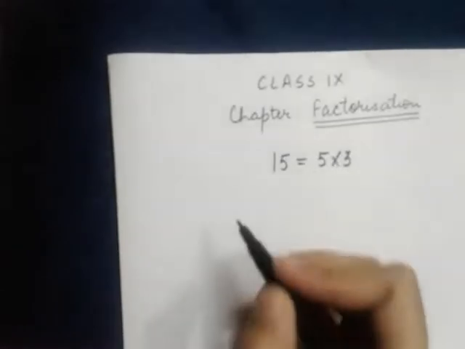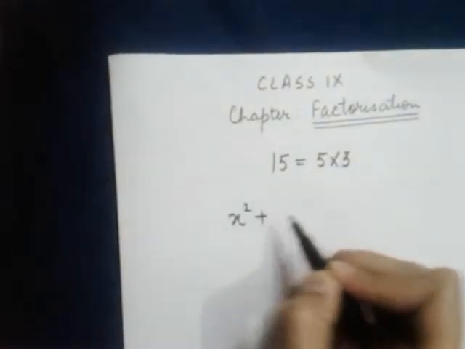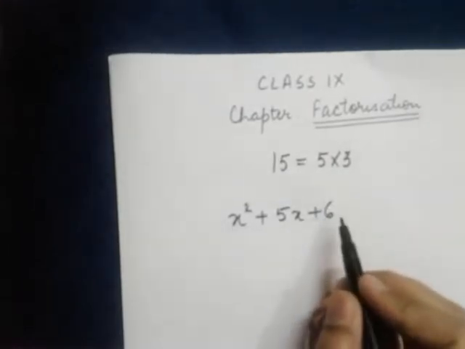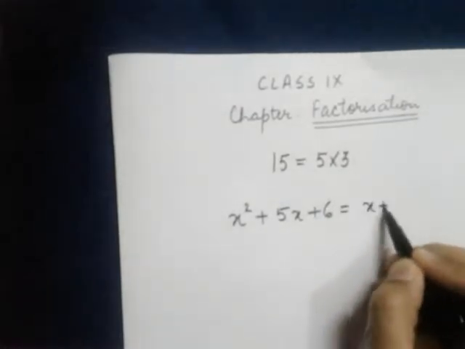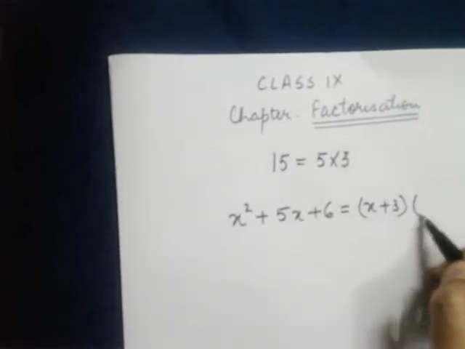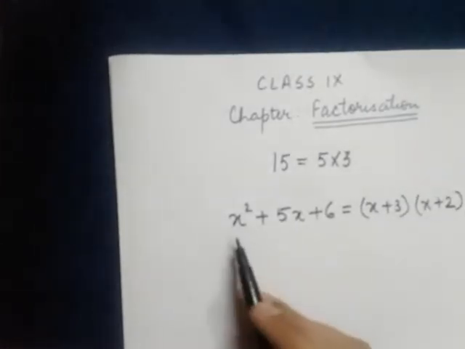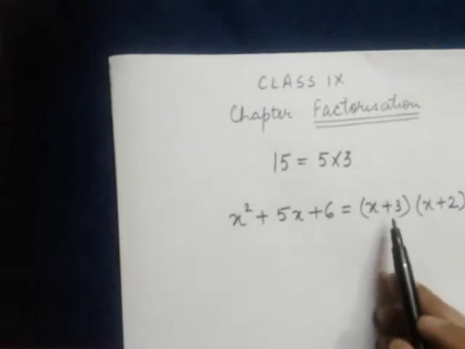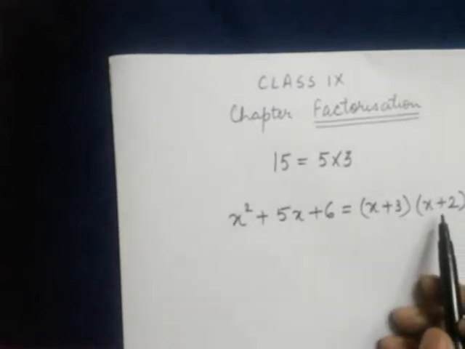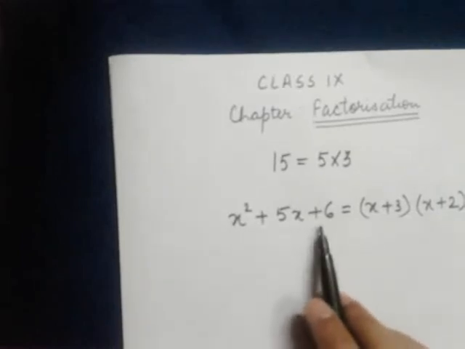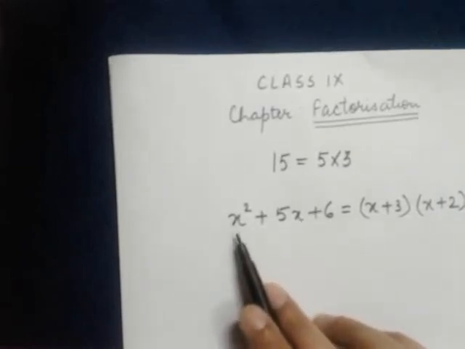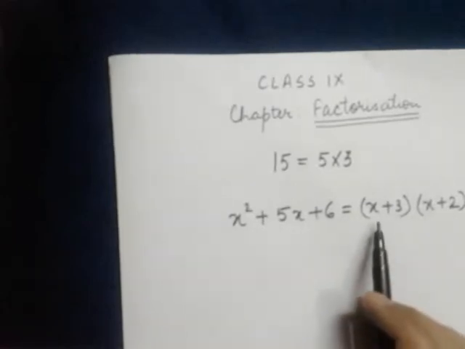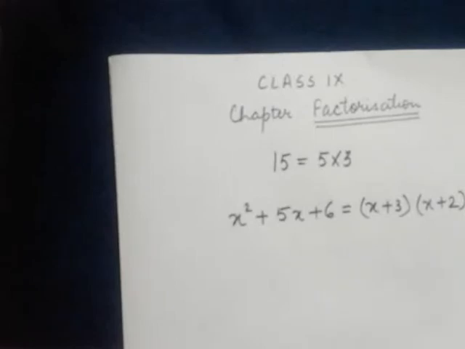Let us consider an algebraic expression. If we have x square plus 5x plus 6, x square plus 5x plus 6 is equal to x plus 3 into x plus 2. Here x square plus 5x plus 6 has been written as a product of two other expressions, x plus 3 and x plus 2, which are factors of this given expression. So factorization of x square plus 5x plus 6 is equal to the product of its two factors, that is x plus 3 and x plus 2.